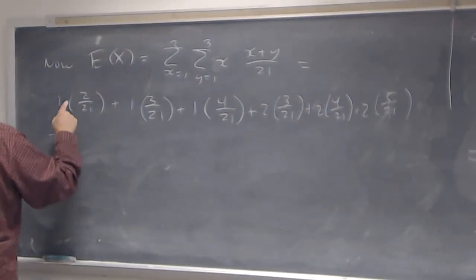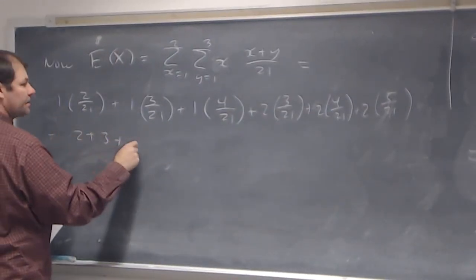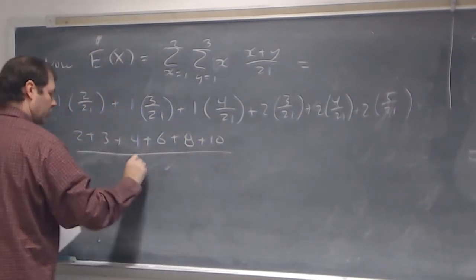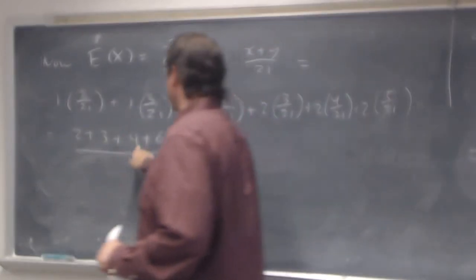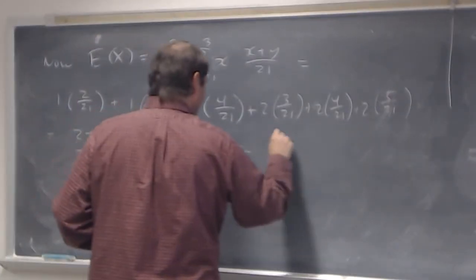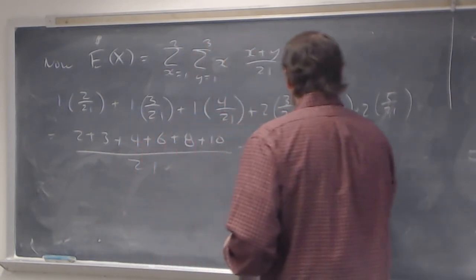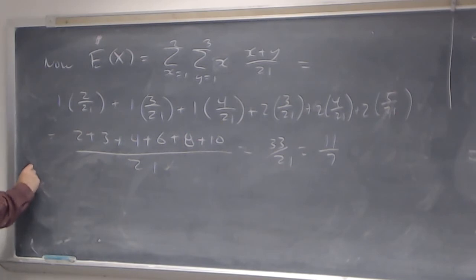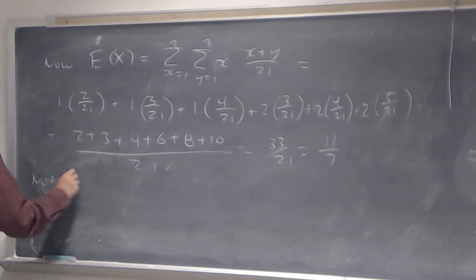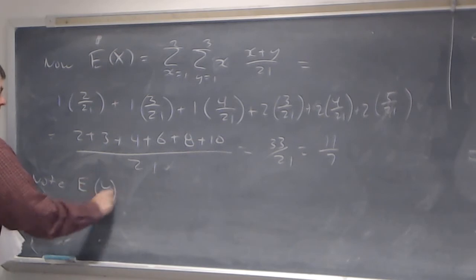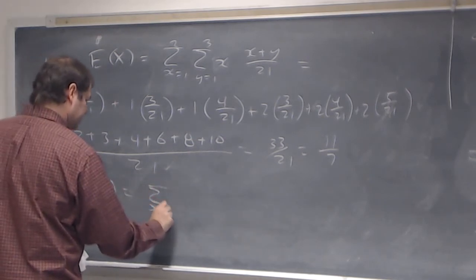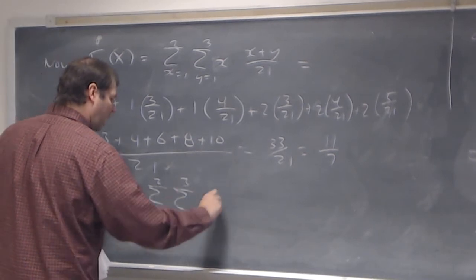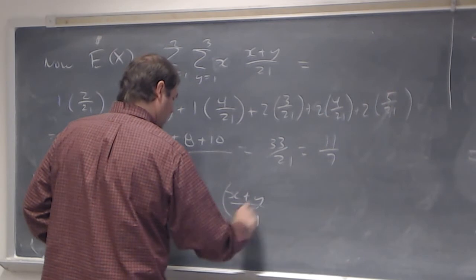So this ends up being 2 plus 3 plus 4 plus 6 plus 8 plus 10 over 21. And so we end up getting 33 over 21, and that is 11 sevenths. And finally, the expected value of y is going to be equal to the sum as x runs from 1 to 2, sum as y runs from 1 to 3, of y times x plus y over 21.